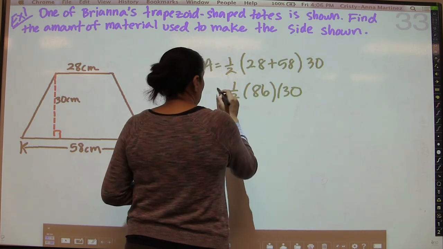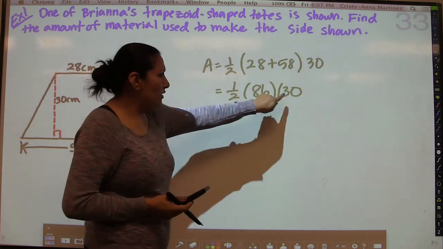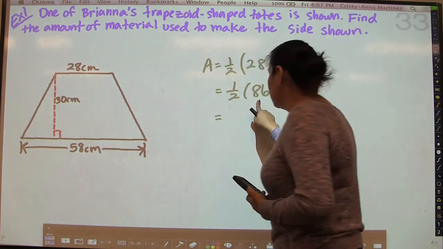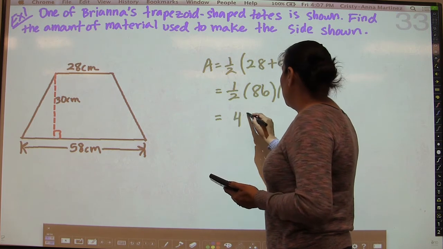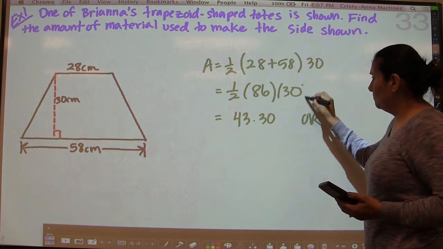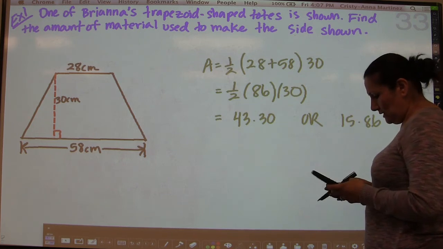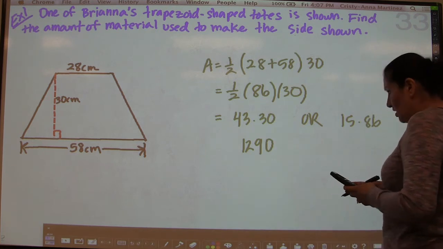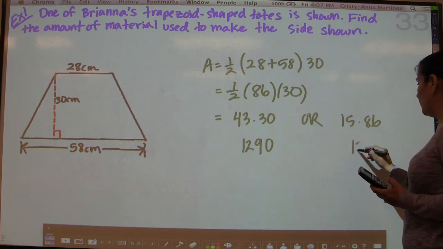One thing that I noticed students sometimes get confused with is they want to take this 1/2 and then divide both of those by 2. You don't want to do that, but it doesn't matter which one you divide. You could take 86 and divide it by 2, which would give you 43, and then times that by 30. Or you could take 30 divided by 2, which is 15, times 86. In either case, you're going to get 1290. Both 43 times 30 and 15 times 86 are equal to 1290, either way that you do it.